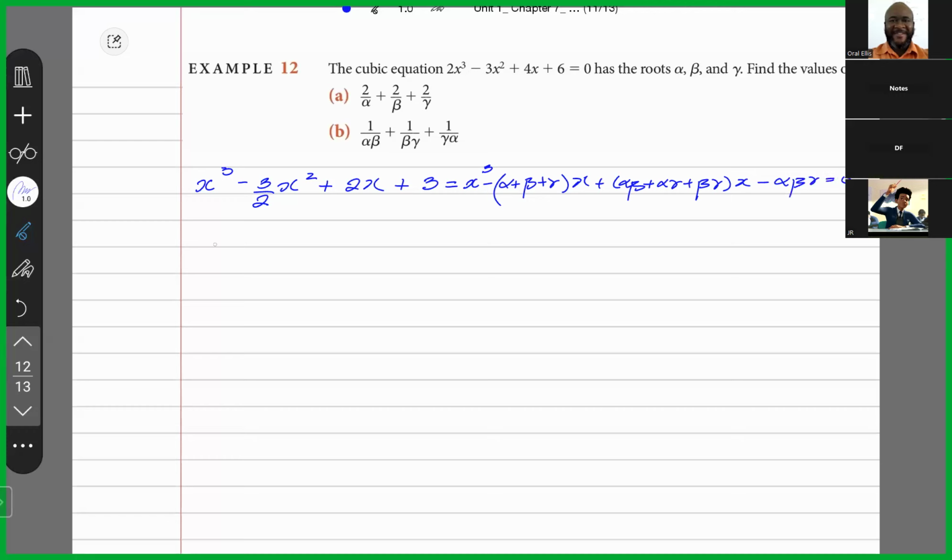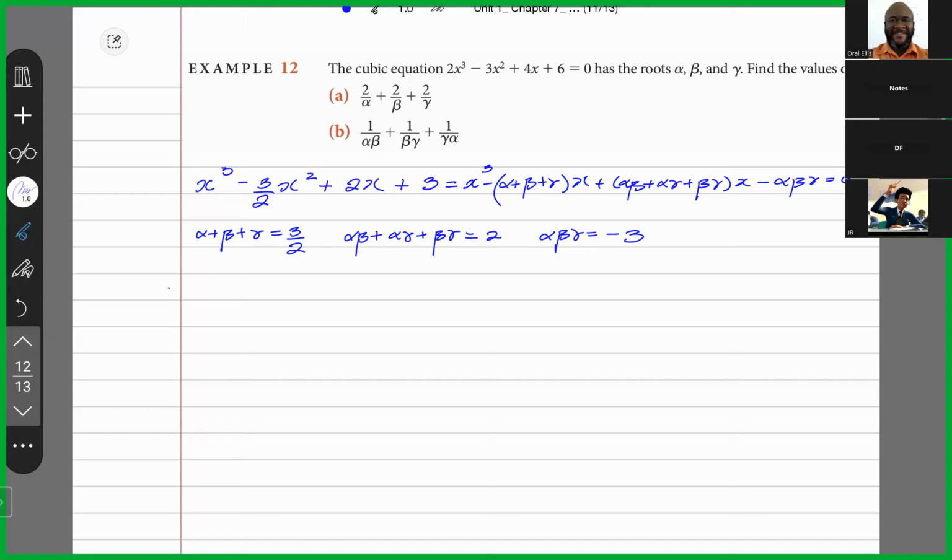So now we can say the sum of the roots alpha plus beta plus gamma is equal to 3 over 2. The sum of the product of the roots two at a time, alpha beta plus alpha gamma plus beta gamma, is actually equal to 2, and alpha beta gamma is equal to minus 3. So that's our starting point.